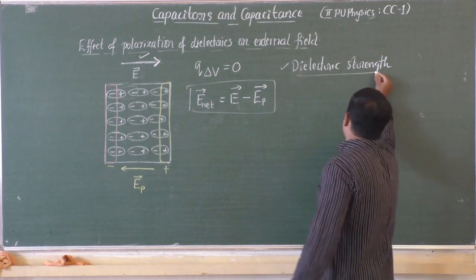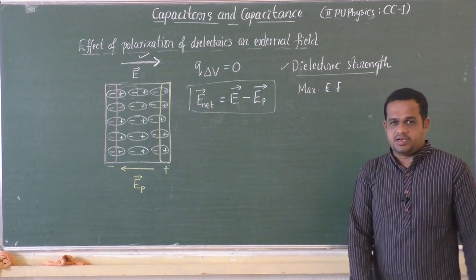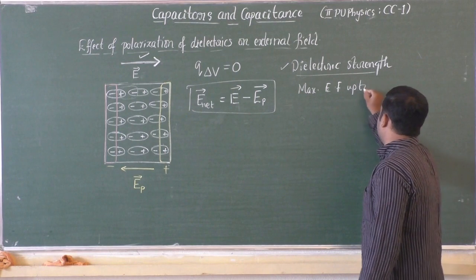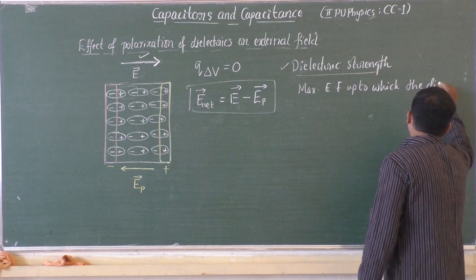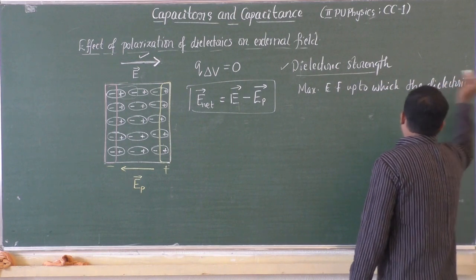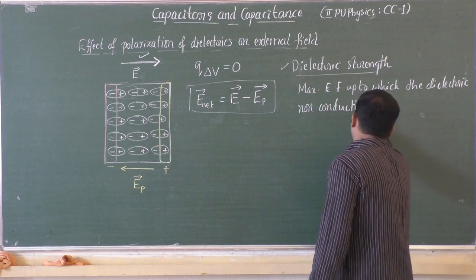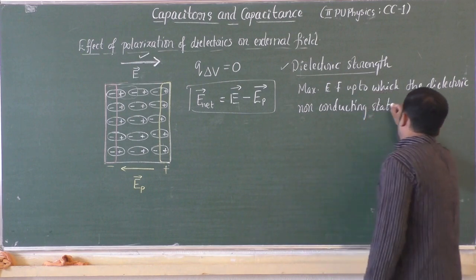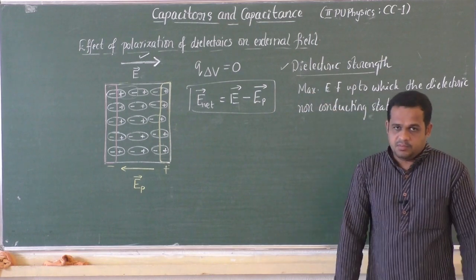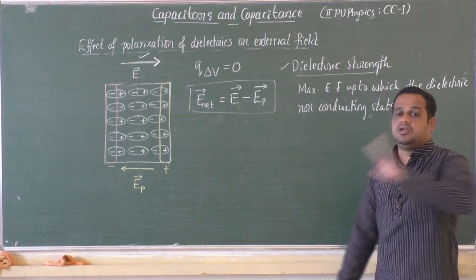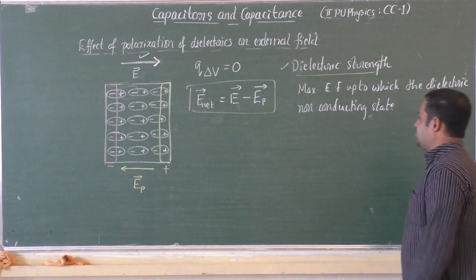Dielectric strength is the maximum external electric field up to which the dielectric stays in the non-conducting state. Or in other words, it is the maximum electric field beyond which the dielectric undergoes ionization and loses its non-conducting state. That is called dielectric strength.